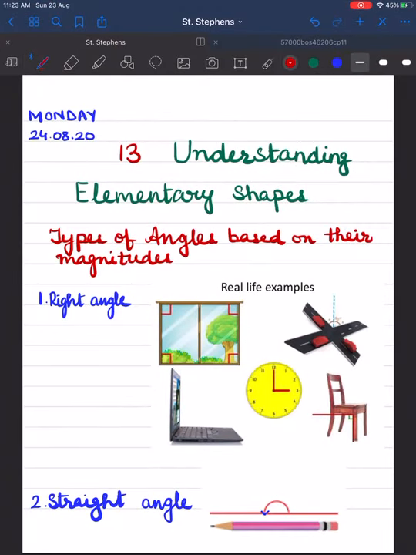Children, in the previous lecture, we learnt about the angles. We find all types of angles in our day-to-day life. Let's have a look at them. An angle whose measure is 90 degree is a right angle. Here in the pictures, we observe a right angle.